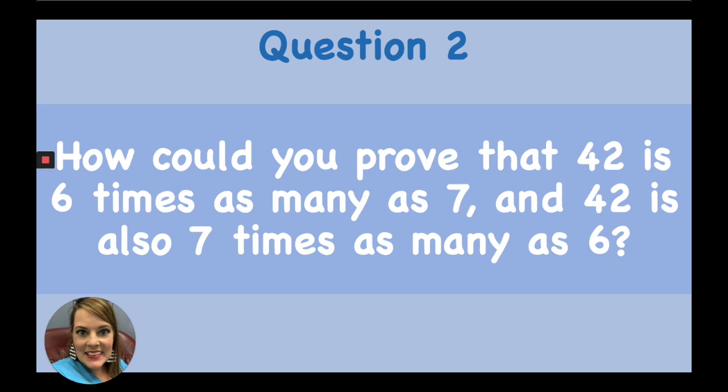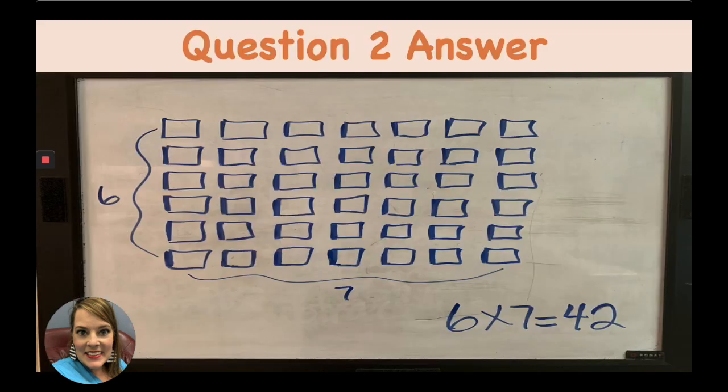Okay, there are several ways that you can solve this problem. Let's look at one of them now. I made an array of 42 blocks in 6 rows of 7 blocks in each row. The equation that matches this picture is 6 times 7 equals 42. You could also rearrange this array into 7 rows of 6 blocks in each row. The equation that would match that rearrangement would be 7 times 6 equals 42. You could also draw diagrams or use number lines to solve this problem.